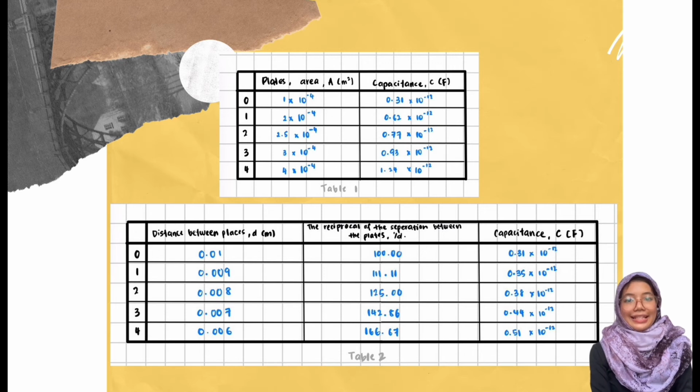And for capacitance C, for 0 we got 0.31 times 10 power of negative 12, for 1 we got 0.35 times 10 power of negative 12, for 2 we got 0.38 times 10 power of negative 12, for 3 we got 0.44 times 10 power of negative 12, and lastly for 4 we got 0.51 times 10 power of negative 12.